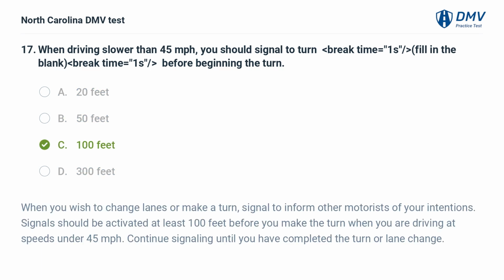C. 100 feet. When you wish to change lanes or make a turn, signal to inform other motorists of your intentions. Signals should be activated at least 100 feet before you make the turn when you are driving at speeds under 45 miles per hour. Continue signaling until you have completed the turn or lane change.